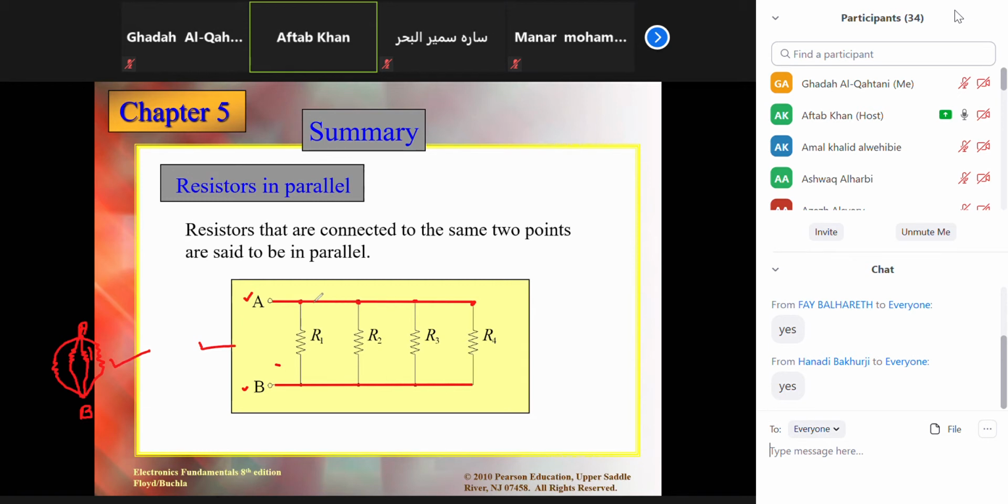Here what we did, we just extended the wire from here to here. It's just a wire, it doesn't have any resistance. So both things are the same. It is called a node basically, where all are connected. So here we call this node A, and this node B. We just give the names, for example, node A and node B.